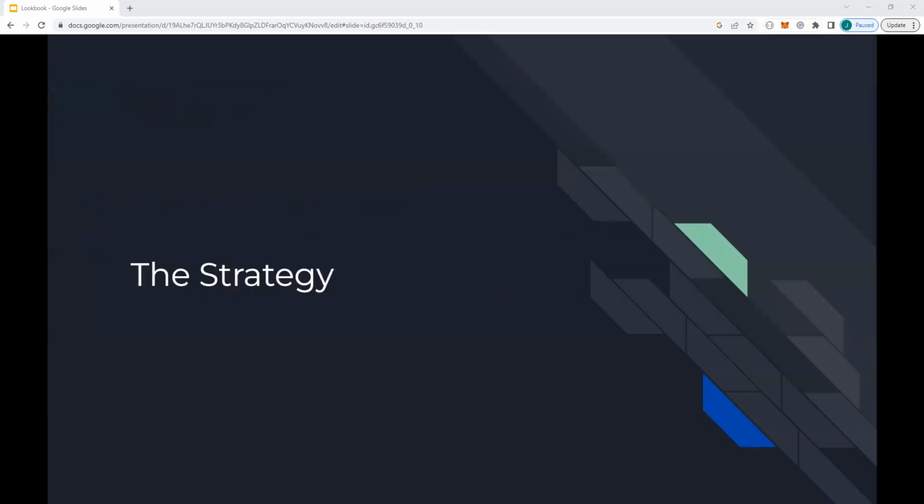So let's get into the strategy. The underlyings that we actually trade here are the SPX and the SPY. So I'm going to go over some benefits of the SPX and SPY, and vice versa.